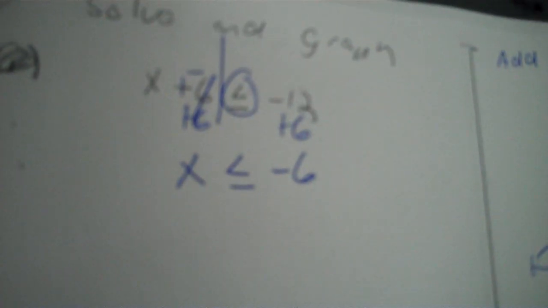So x is on this side of the inequality. You have -6, which is plus -6. So we take out the -6 by adding 6. Now when you add and subtract, you don't change the sign. So I'm going to put keep sign. Before I add the 6, I know that I have to keep the sign the same. So I add 6, I add 6. So you have x. The -12 plus 6 is -6. So we have x is less than or equal to -6.